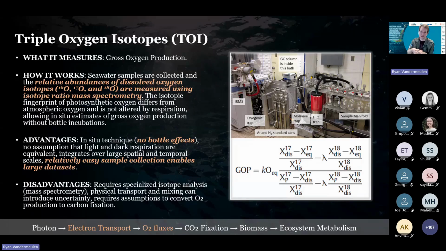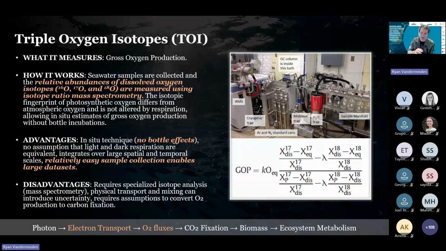And this is where triple oxygen isotopes come in. Instead of adding a tracer, we can use the natural isotopic fingerprint that's already present in dissolved oxygen. Oxygen exists naturally in three stable isotope forms: 16O, 17O, and 18O. Photosynthetic oxygen production leaves behind a very distinctive isotopic signature because oxygen, again, originates from water molecules.